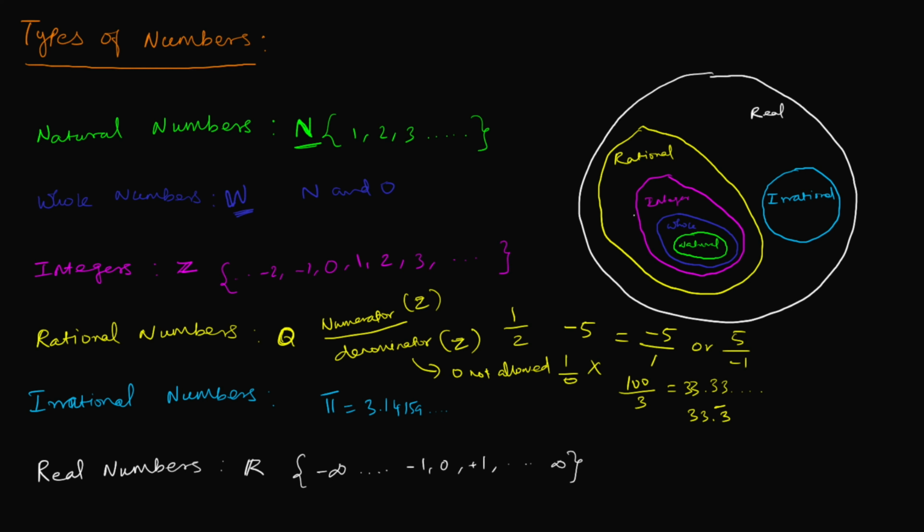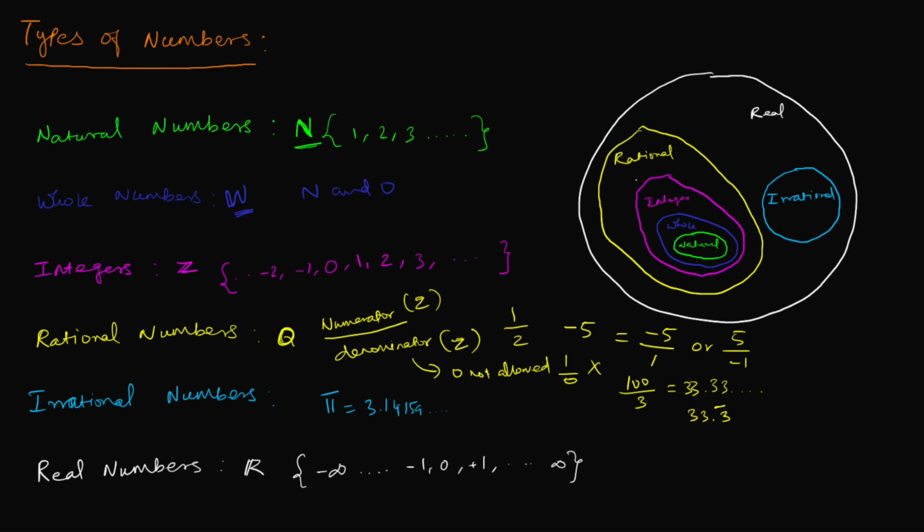So this diagram here clearly represents how numbers are composed. If you look here, real numbers include every other number that we can think of. Then we have a separate set of numbers called irrational numbers. And then we have another set of numbers called rational numbers. See, there is no overlap between rational and irrational.